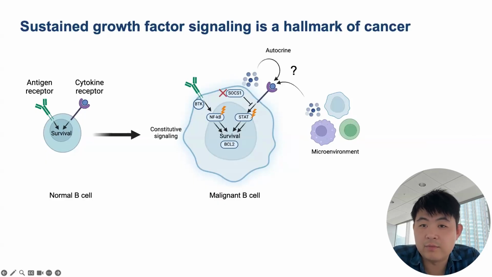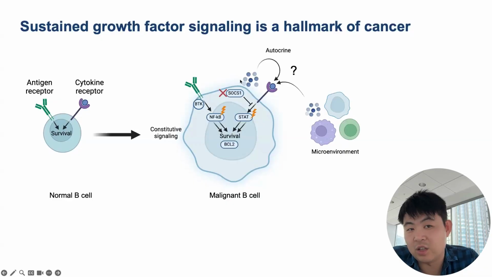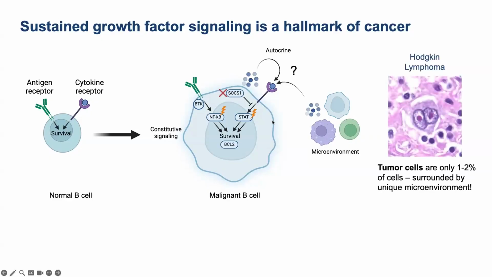In B-cell lymphomas, normal B-cell growth and survival depend on signals from their environment, whether they have the right cytokines or the right antigens. In malignancies, these cells have to overcome this dependence. One way they can do it is by constitutive mutations in these signaling pathways. Another way is through exploiting signals from the microenvironment.